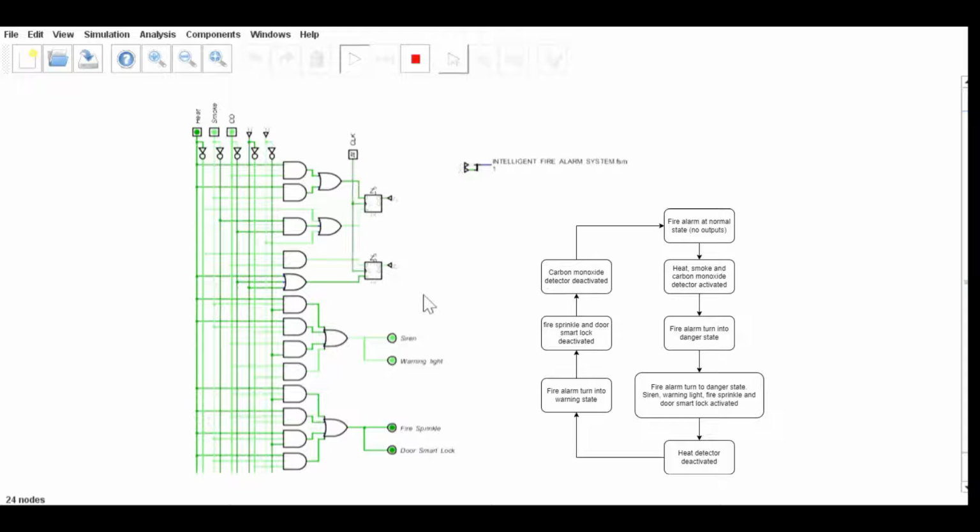When there is no carbon monoxide in the house, the carbon monoxide detector will deactivate, and this turns the fire alarm into normal state. In this state, all the outputs will be deactivated, or we can say there is no output in this state, and this indicates that the house is now safe for the people to enter.